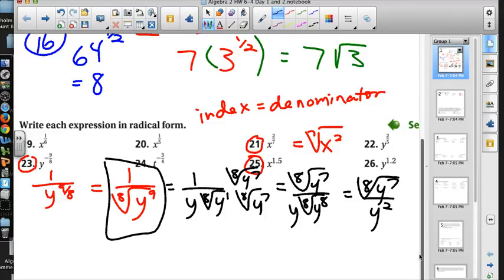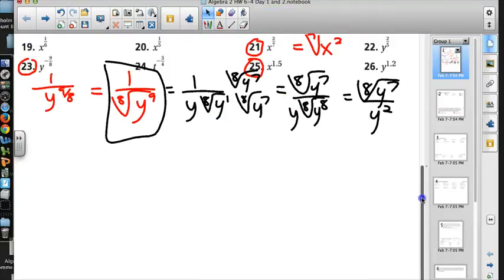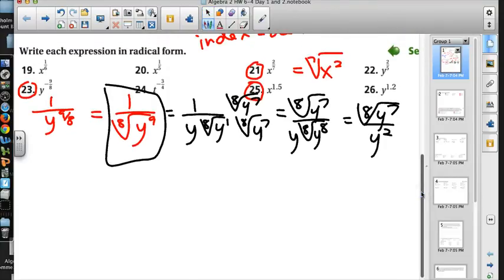Again, I think this is another piece where they just wanted to make sure that you understood how to write these in radical form and didn't intend for you to keep going to simplify them.